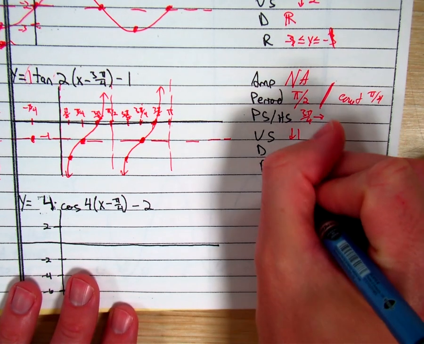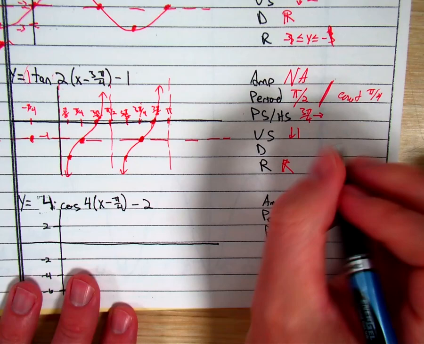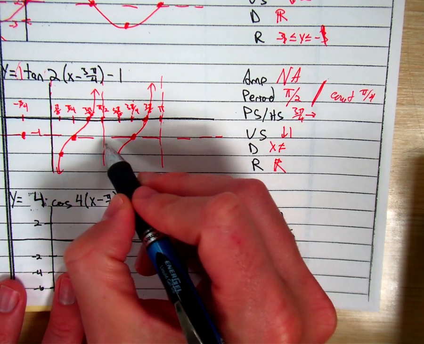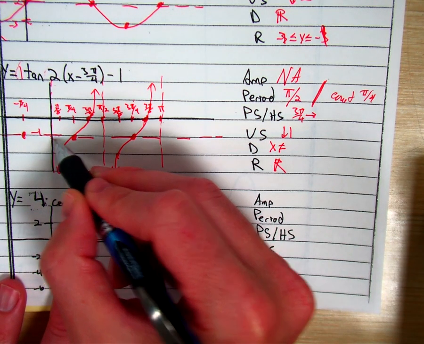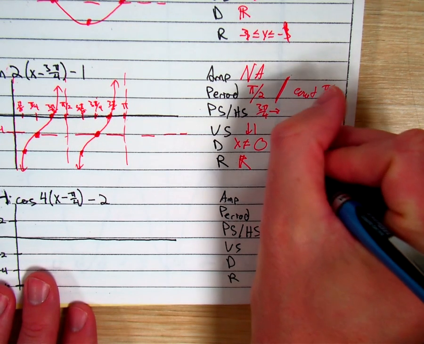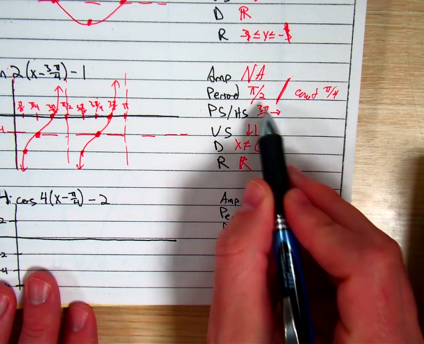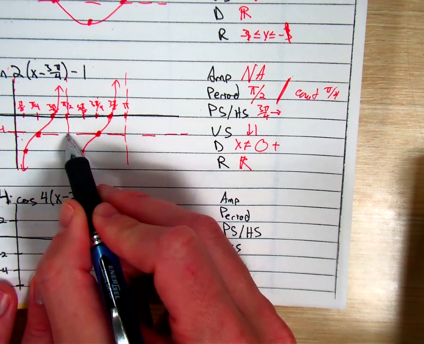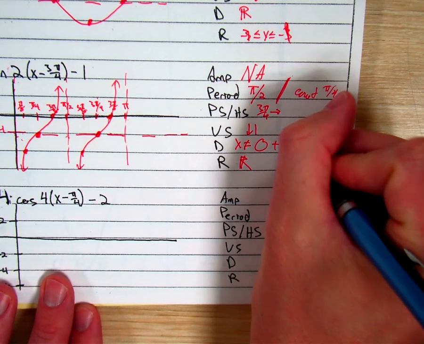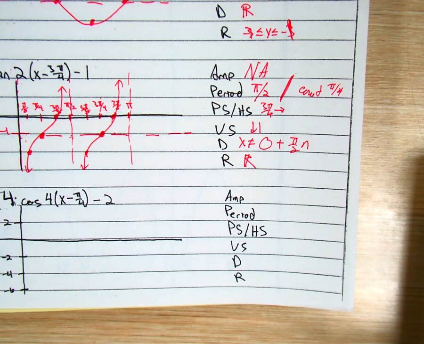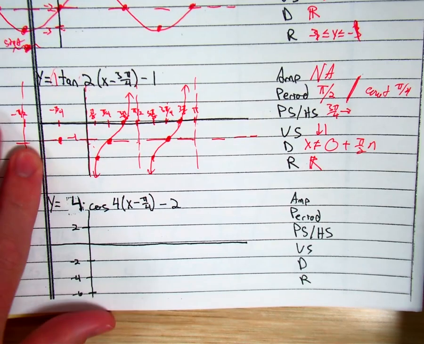Our range is all real numbers this time, and our domain is going to be all x's not equal to, where's your first asymptote? You could call it 0 or pi over 2, whichever one you want to start with. And then our period is pi over 2. 0, we got pi over 2, we got pi. We have an asymptote every pi over 2 times n or k or whatever letter you want to use. So there's a tangent one for you.